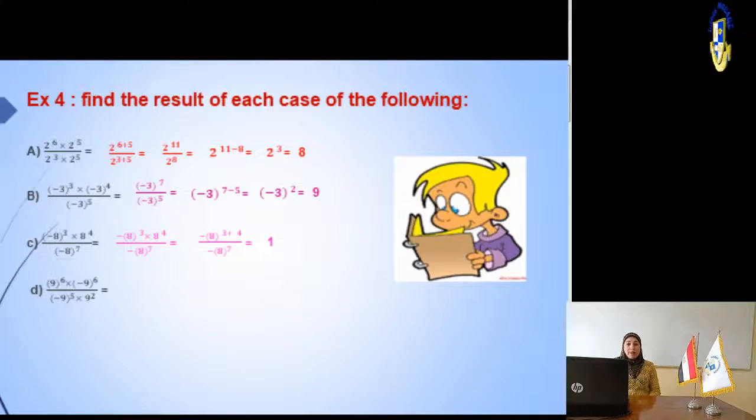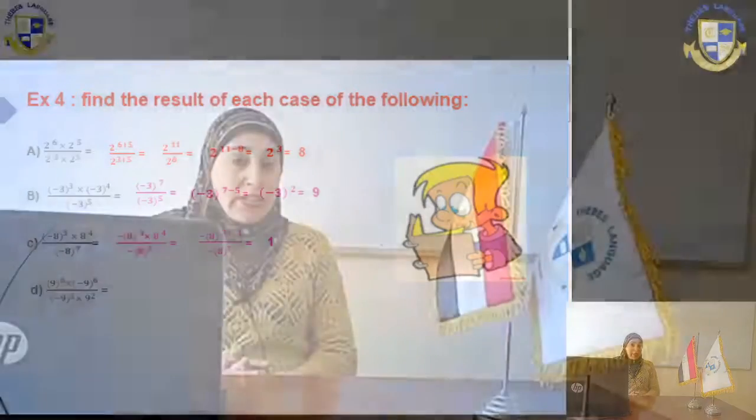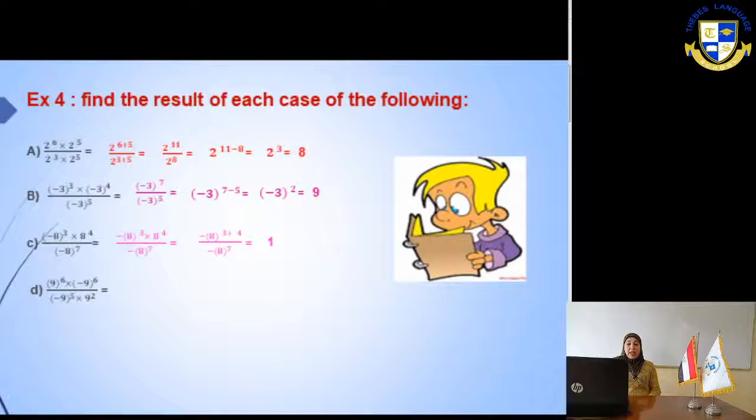The last example, 9 up to power 6 multiplied by negative 9 up to power 6 over negative 9 up to power 5 multiplied by 9 up to power 2. Here, look at the numerator. Negative 9 up to power 6, I have an even power, which means I'll cancel the negative sign. So the numerator here will be 9 up to power 6 plus 6. Okay? And the denominator, I'll take the sign out. It will be negative 9 up to power 5 plus 2.